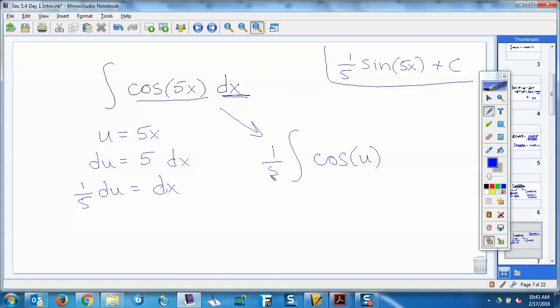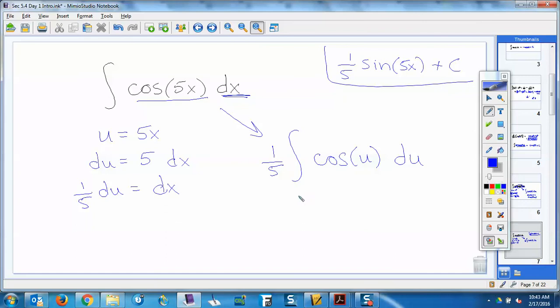Now I'm going to put my 1/5 out here because we talked about how constants, we can just pull them outside. That's a better place for it. And the du, we always want that at the end. So see what I did there? So now you can see where that 1/5 comes from. Right? When you do it this way, you can see, oh yeah, okay, it makes sense where that 1/5 came from.